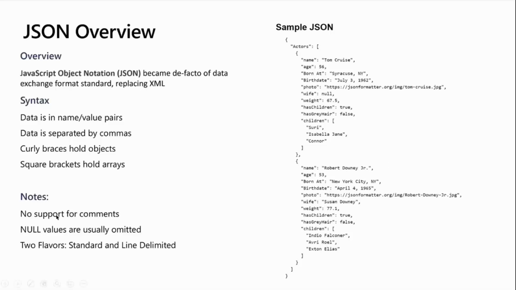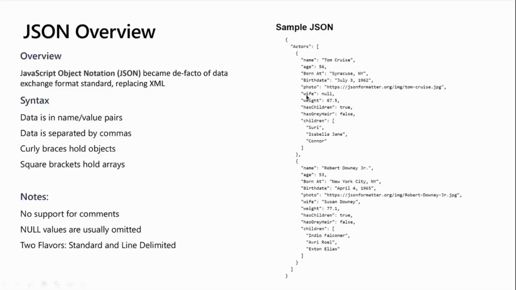A couple things to note about JSON: there's no support by definition for comments, so I can't put inline comments in here. Null values usually won't even be present. So if I have a JSON field like, let's say, parent, and there was no value for parent in here, I could reference it from JSON and I wouldn't get an error. It would just say null. So if something doesn't exist, it's just usually omitted.